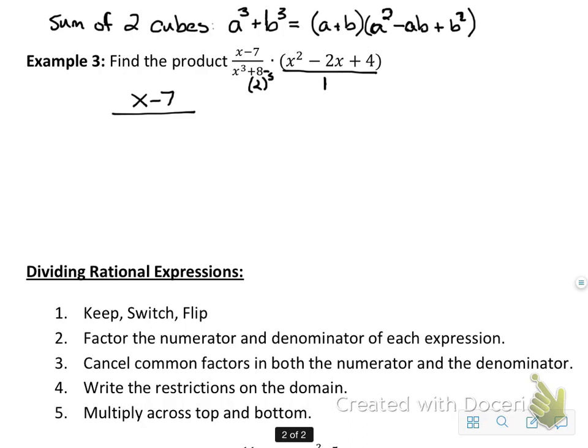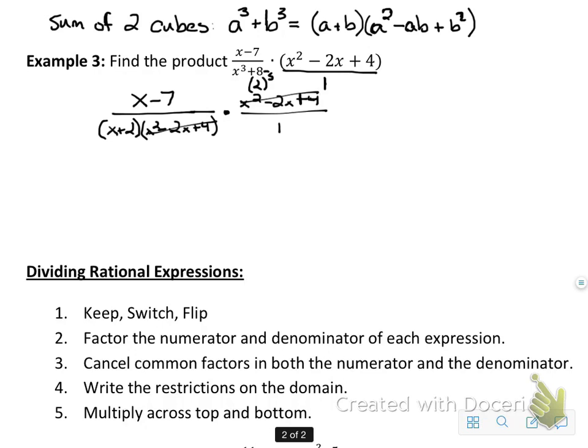Alright, so if we're going to use the sum of 2 cubes, which is what we have, you would make that x plus 2 times x squared minus 2x plus 4. And then look at that. We have exactly what's on top on the other side, right? In the second thing right there. Which means that we have x squared minus 2x plus 4 over 1, so those cancel.